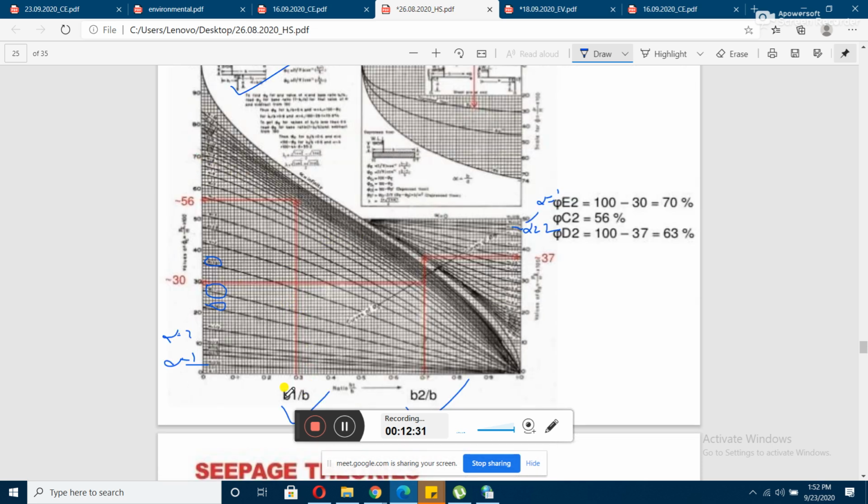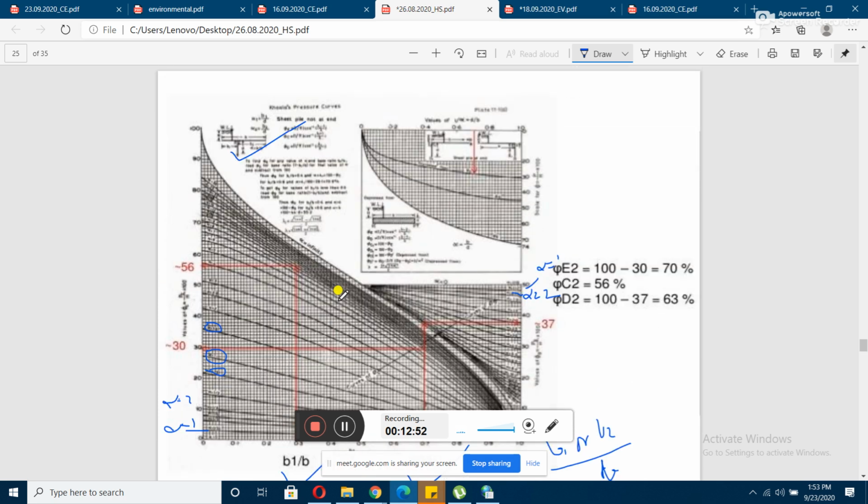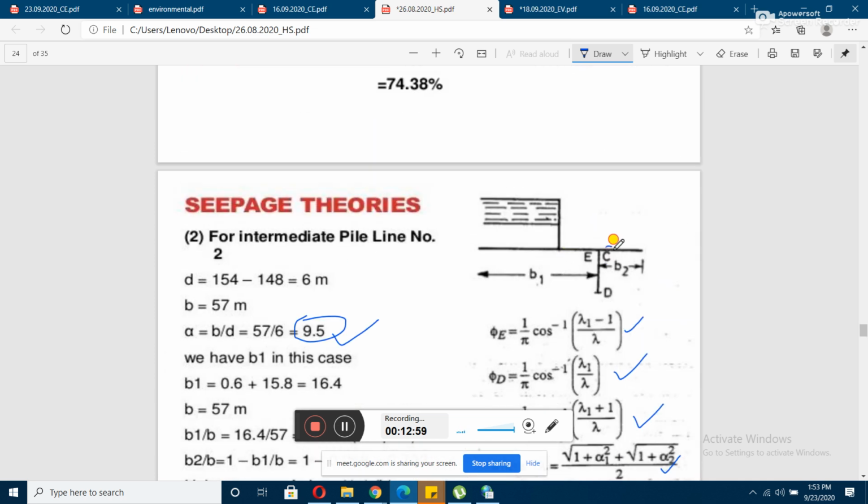After that what you need to do, you have to locate the value on this axis, which represents b1 or b2 divided by b, okay. So for the first purpose, that is for determining this phi c2 value. What is the phi c2 value? This one. For this part always remember this will be dependent on b1, okay.